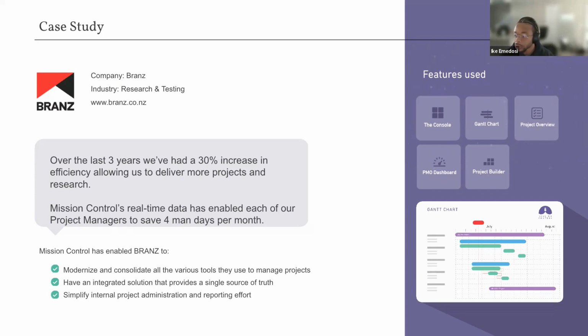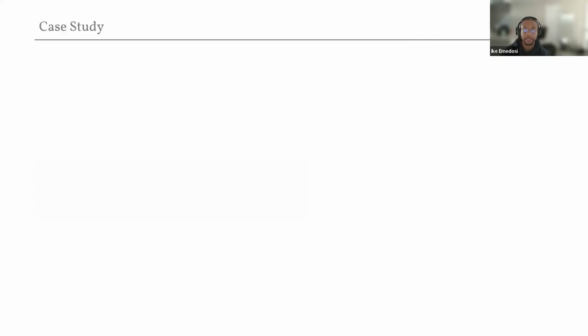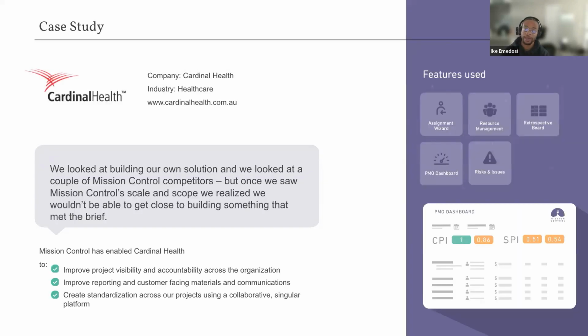And that's what we talk about. We see return on investment as well as just overall efficiency being increased because we're able to save man days. And once you do that, we're able to tackle more projects and increase our bandwidth. And if we increase our bandwidth and we're not being overloaded, we're being proactive and making sure we understand the business and what all we can do and do it well. We're now increasing our return essentially because we're making more money. So they were able to modernize and consolidate all the various tools, have an integrated solution, and simplify internal project administration. And then we have Cardinal Health.